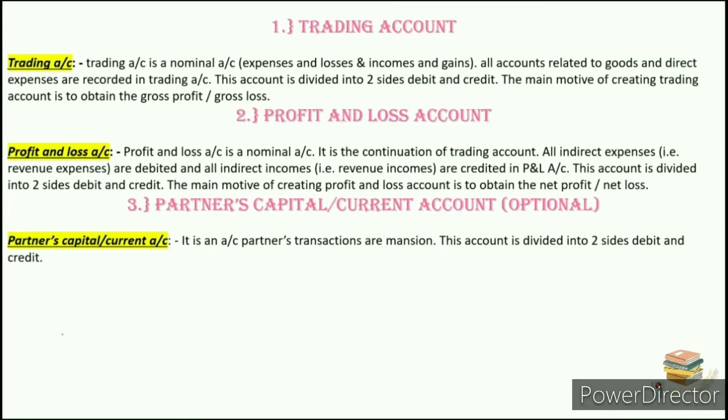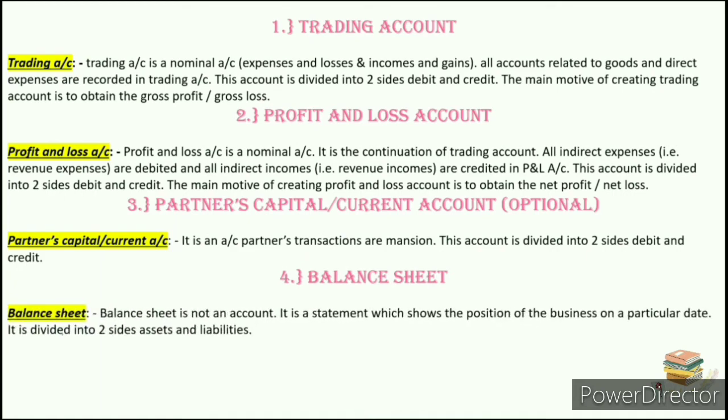Next, balance sheet. The fourth step. Balance sheet is not an account. It is a statement which shows the position of the business on a particular date, which is divided into two sides, that is assets and liabilities. Liabilities are written on the left side and assets are written on the right side.